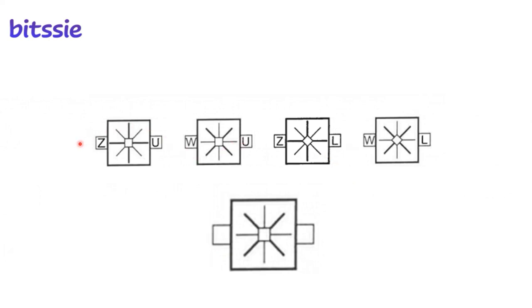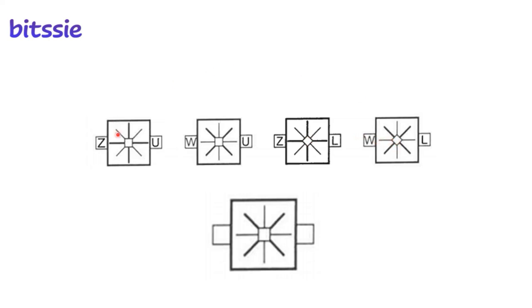In our first box here, we have Z, then W, then Z, then W. If we look closely at our pictures, we can see that the middle shape in the first picture is a square. Then we have a square again. Then we have a square that's tilted. And then we have a square that's tilted again.